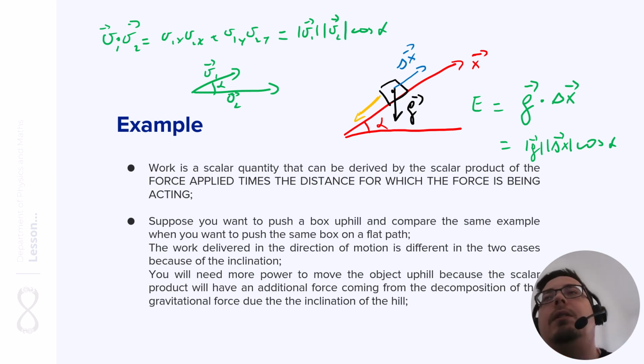Of course, it is maximum when there is no angle, and it's minimum when there is 90 degrees, because the object is free falling, so there is no force that you have to apply in the direction of the motion, because it will be free falling. Okay, so I hope this is clear.